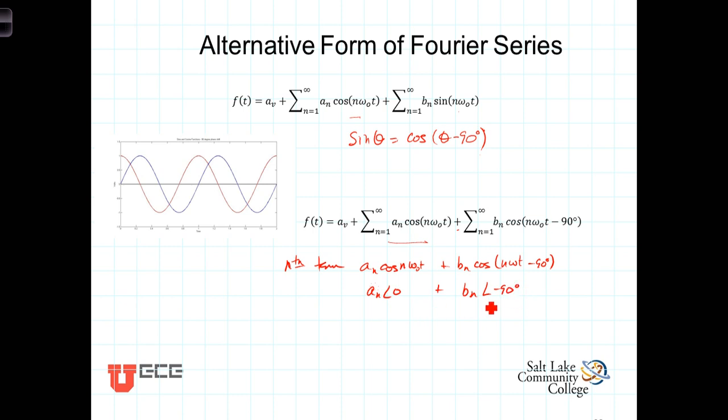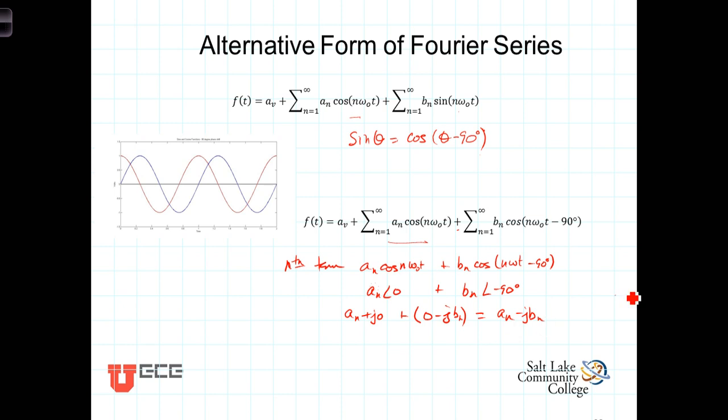Now to add those is most easily done if we write them in rectangular form, so this in rectangular form would be a sub n plus j0, and this would be then plus 0 minus j b sub n. Combining those you get a sub n minus j b sub n.